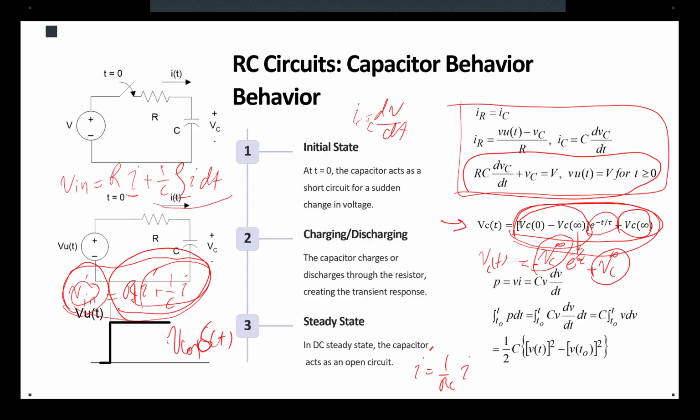Is that clear? Did I answer your question? Any question about that? This is just the mathematical derivation of the first order differential equation. You are familiar with that, right? Is there any question? Okay.